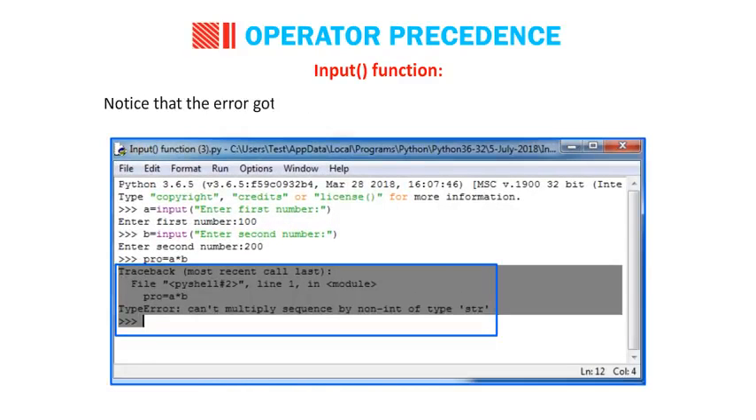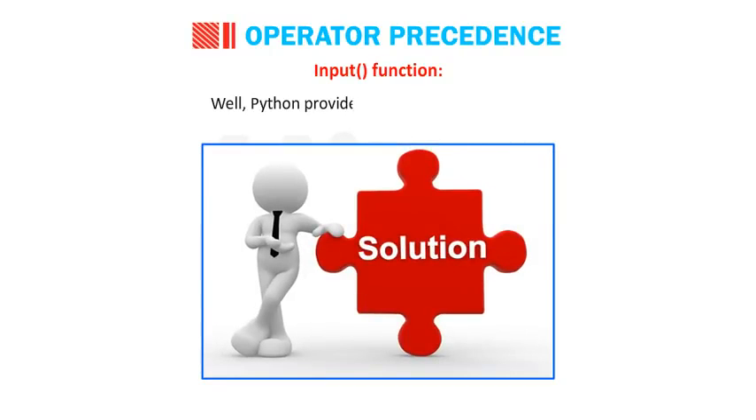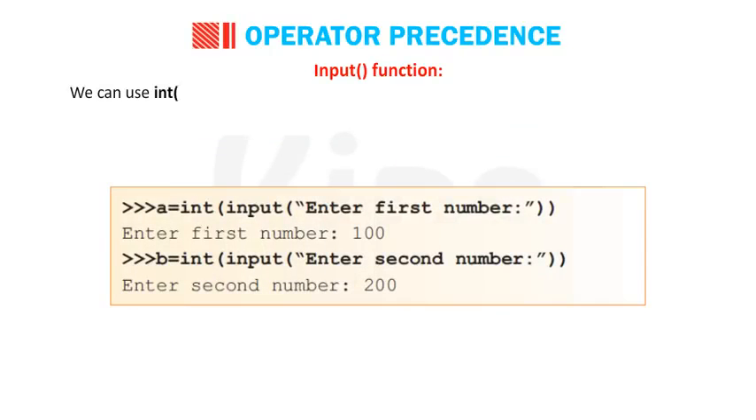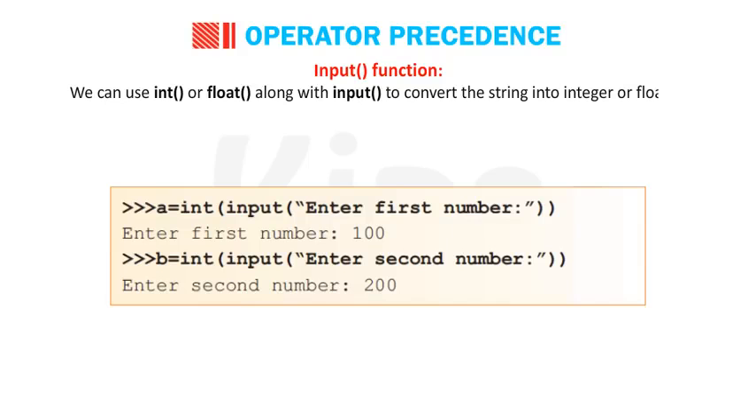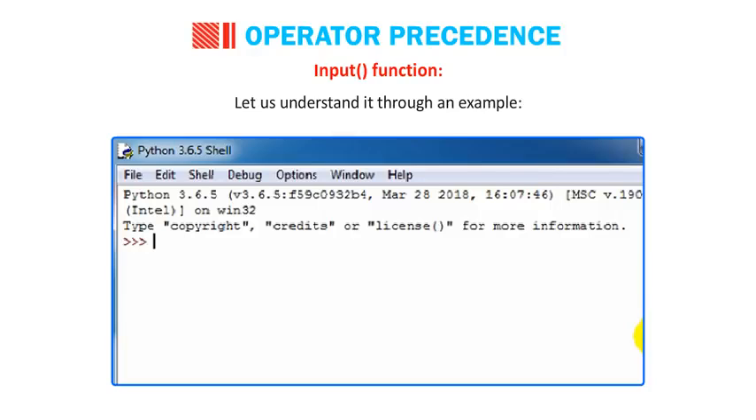Students, have you noticed that the error was raised when we tried to multiply the string variables? So, does it mean that we cannot work with the user's input in any other form? Well, Python provides the solution for it as well. We can use int() or float() along with input() to convert the string into an integer or float as required by the program. Okay students, let us understand it through an example.